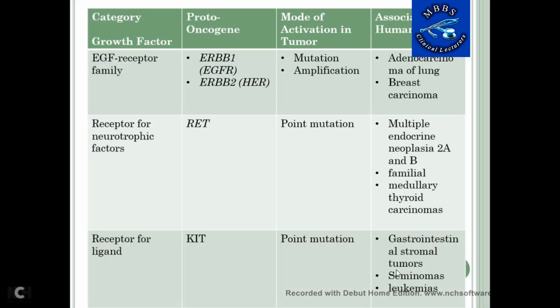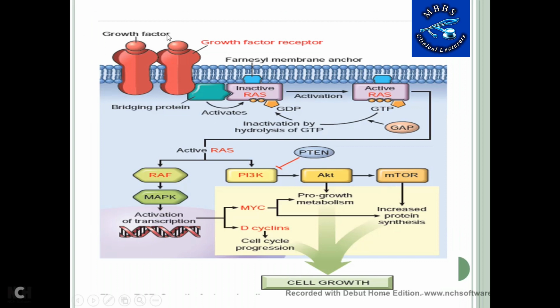So, growth factor receptors. Certain growth factor receptors are also present in the form of proto-oncogenes. These are the EGF receptor family, ERBB1 and ERBB2. And then there are RET proteins, and some KIT proteins, right? So these are the growth factor receptor proteins, and you can see that they are involved in multiple kinds of tumor formation.